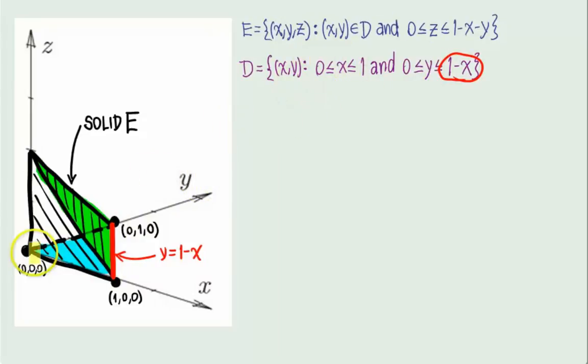Now it's this triangle, can be also set up like this. The x moves between 0 and 1, and the y moves between 0 and this line over here, that is y equal to 1 minus x.